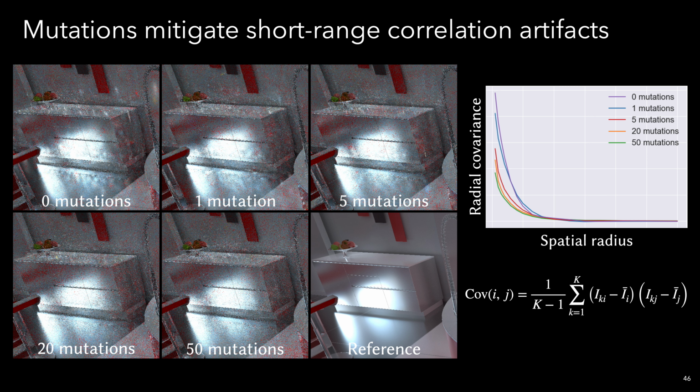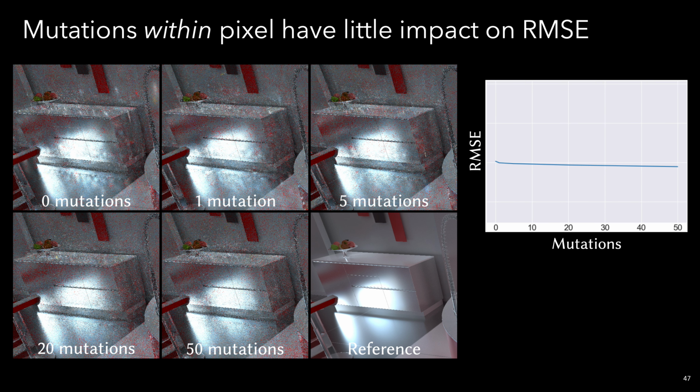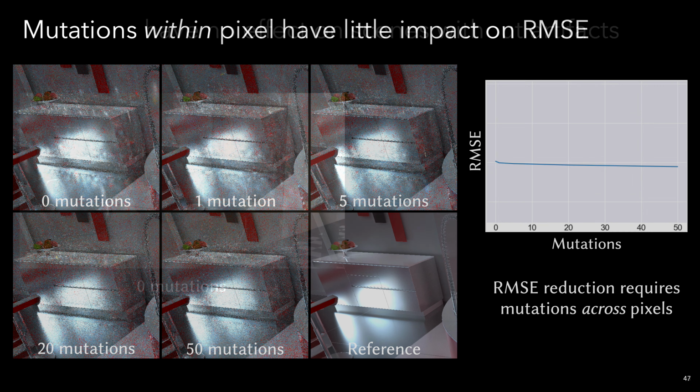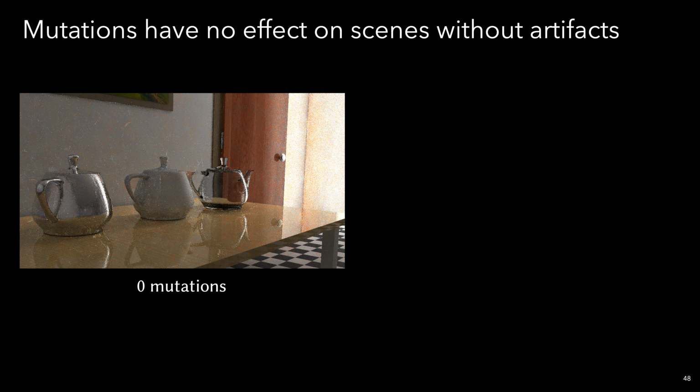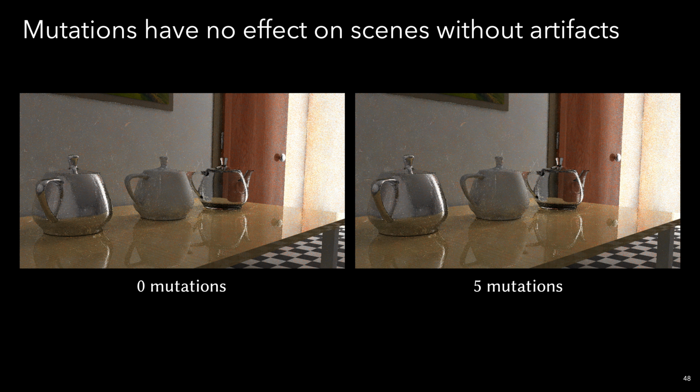Now, though mutations help produce images with better visual fidelity, surprisingly, we observe that similar to blue noise sampling, they don't actually reduce mean squared error. We provide an analysis in the paper on why this is the case, but the gist is that we would need to mutate samples across pixels to reduce RMSE. Importantly, in scenes that do not contain any correlation artifacts, mutations never really make things any worse.